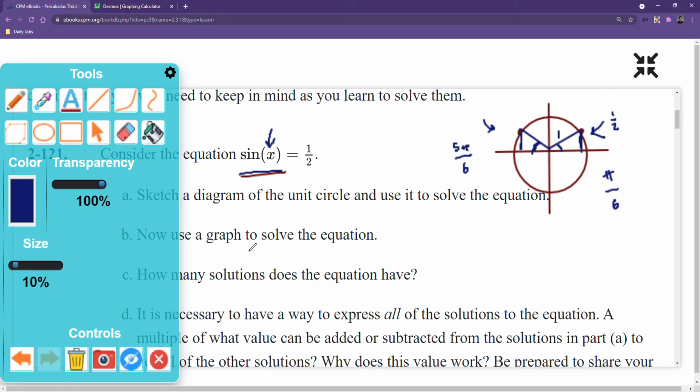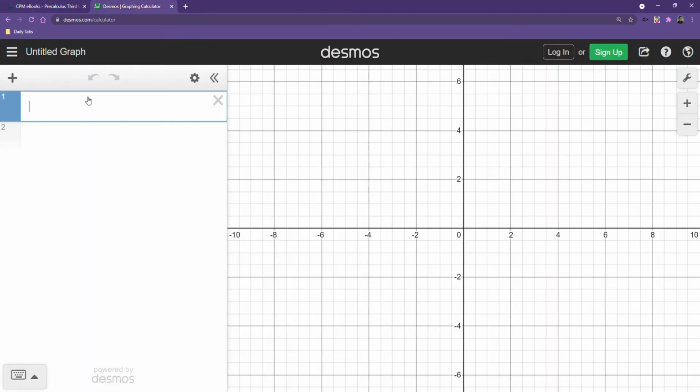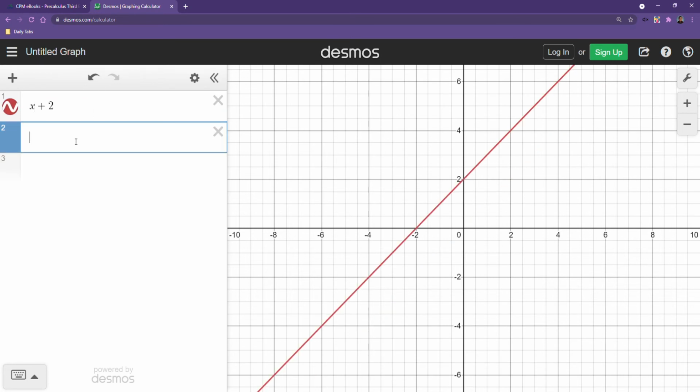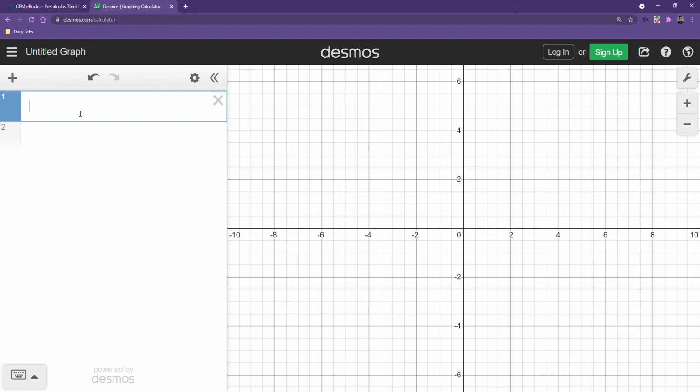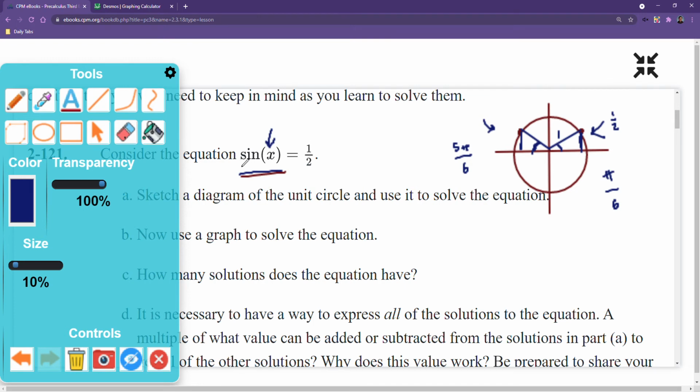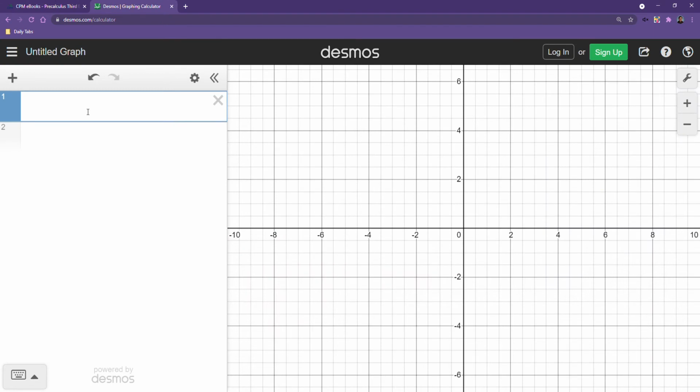Now use a graph to solve the equation. And just like before, with linear equations, we knew how to solve, for instance, x plus 2, and the other equation being 2x minus 1. Where they intersect, that's the solution to these two equations, right? And so if we set them equal to each other, we can solve for x, and then we can solve for y.